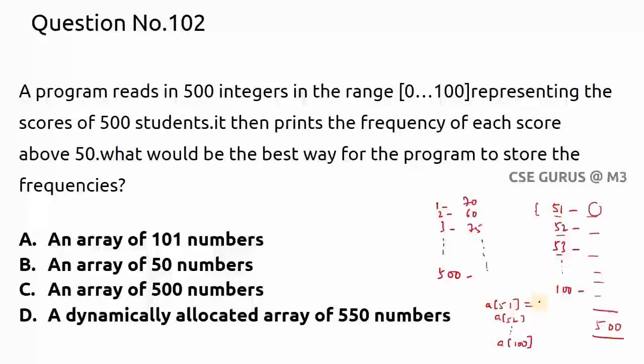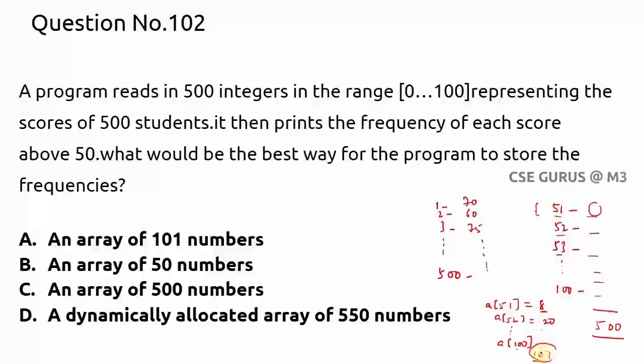Let us suppose the value is 8, so how many students got the marks 51? 8 number of students. A of 52 something like 20, that means how many students got 52? 20 students. Like this we need to store. Let us suppose if I take like this, I need to take an array of maximum size. Of course a of 100 you are storing now, so the size should be 101. That means an array of 101 numbers is required.